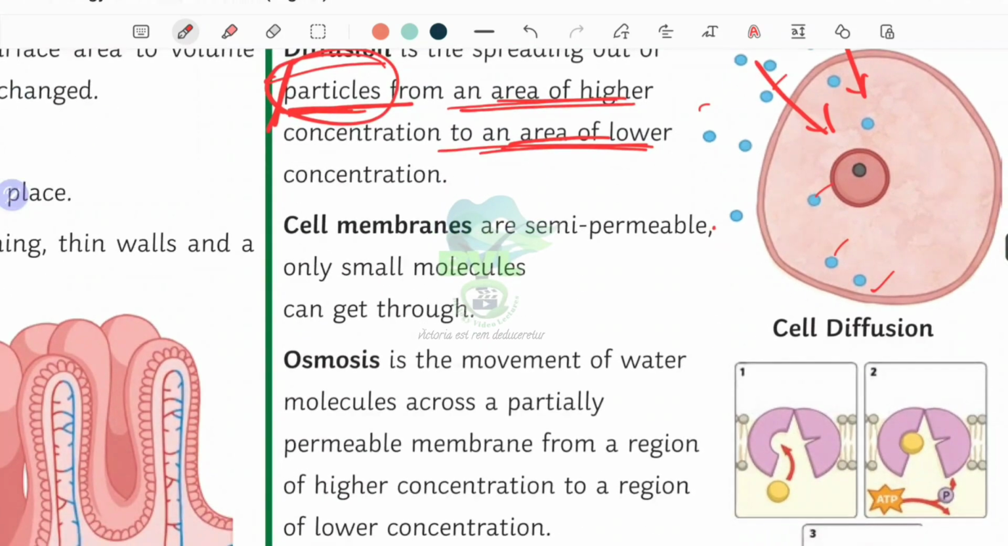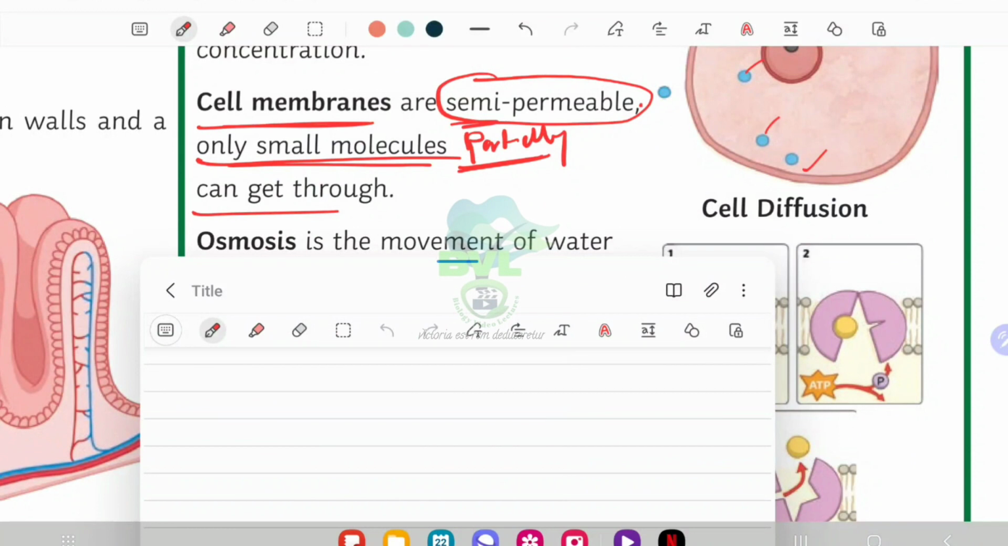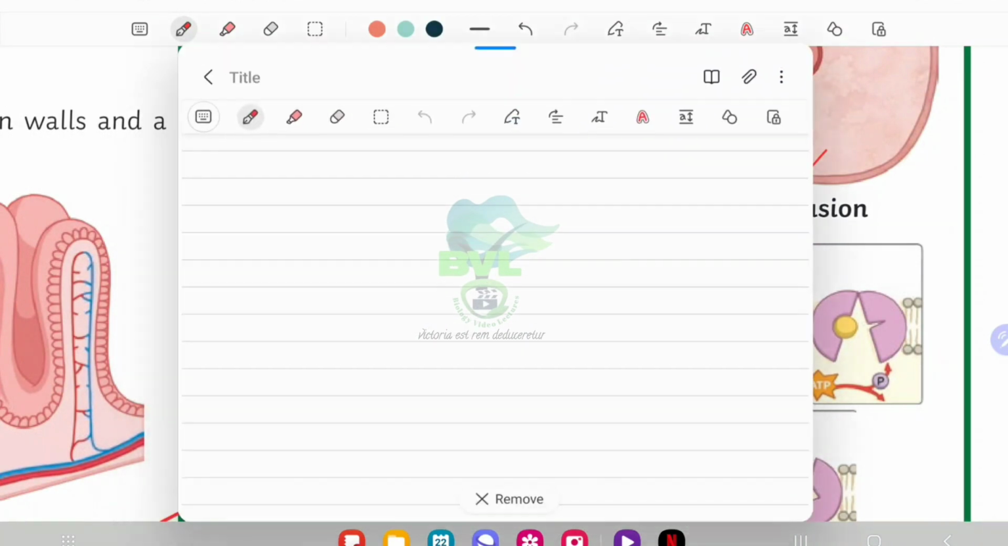Now, let's go a bit further. You should know, I made mention of this before, that the cell membrane is semi-permeable. Some books will call it partially permeable. Partially is the same thing as saying semi-permeable, which means it does not allow everything to come in. It allows some things to come in, it prevents some things from coming in. That's something you want to know. So it only allows small molecules to get through.